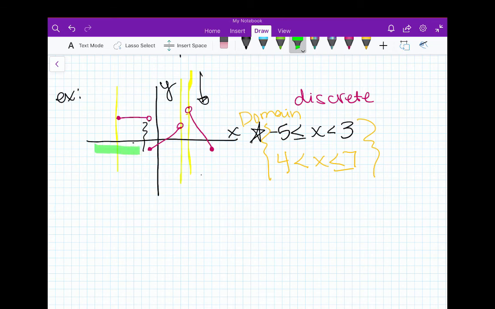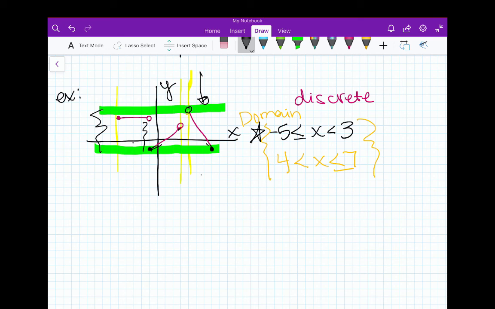Now let's look at our range. So it goes from down here to up here. And again, you have to pay attention to, are there any holes? Well, this is continuous to here, and this is continuous to here. And so actually, at some point, all of the values in between my green highlighter are covered.